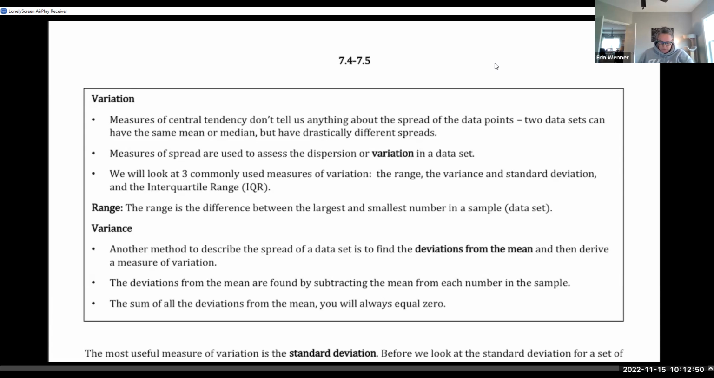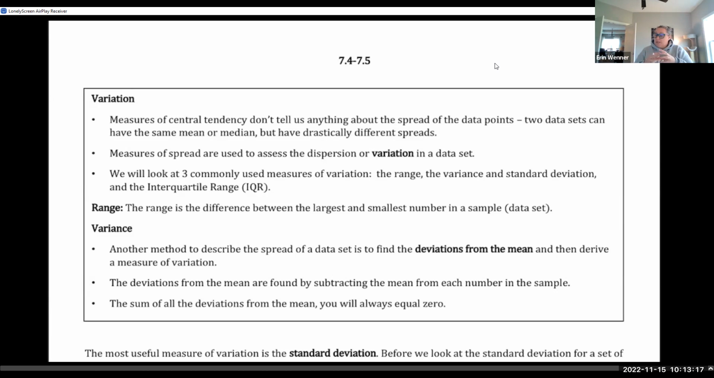So variation is a measure of central tendency. When you think about central tendency, we've already looked at mean, median, and mode, but now we're going to get into variation and standard deviation. Measures of central tendency do not tell us anything about the spread of the data. Two data sets can have the same mean or median, but have drastically different spreads. And when we talk about spreads, it's how far apart the data is.